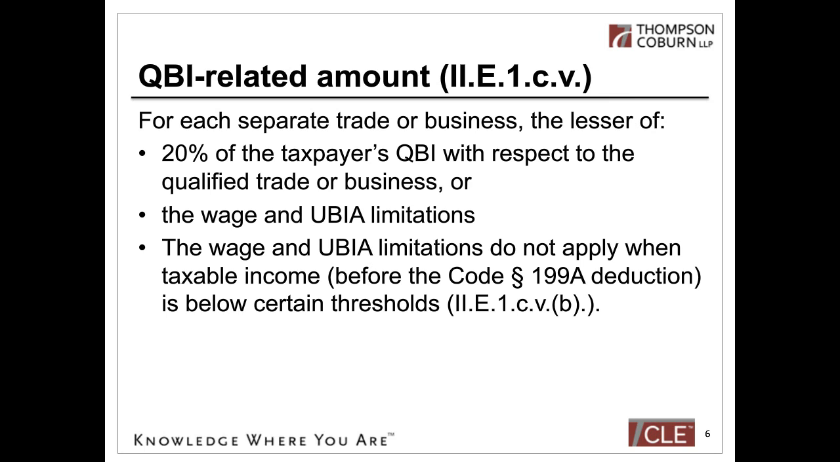So for each separate trade or business, you have the lesser of 20% of the taxpayer's qualified business income with respect to the qualified trade or business, or the wage and UBIA limitations that relate to that particular qualified trade or business. And the wage and the UBIA limitations we're about to go through do not apply if taxable income is below certain thresholds. So on to the next slide.